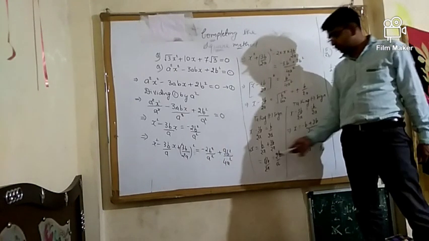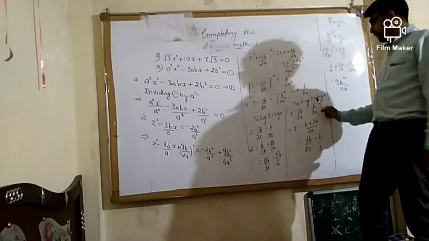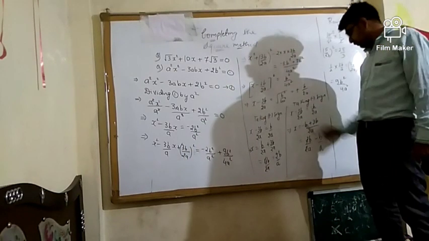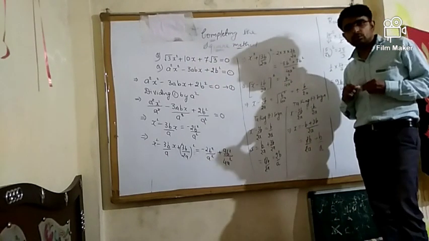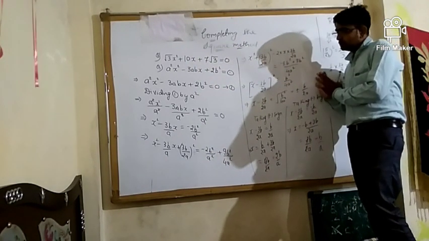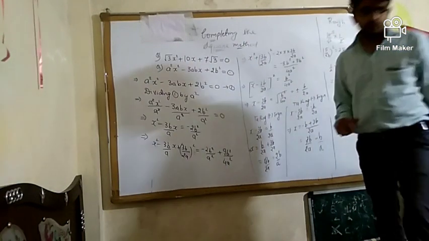So I've got the two values. When I take positive sign, the value of x is 2b by a, and when I take negative, the value of x is b by a. So this is how we solve the questions using the completing the square method.